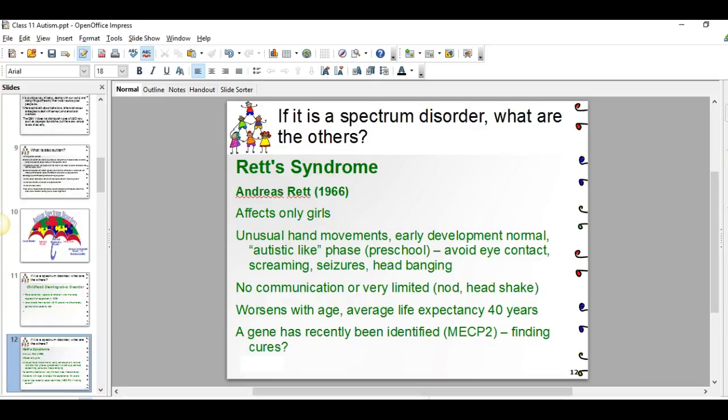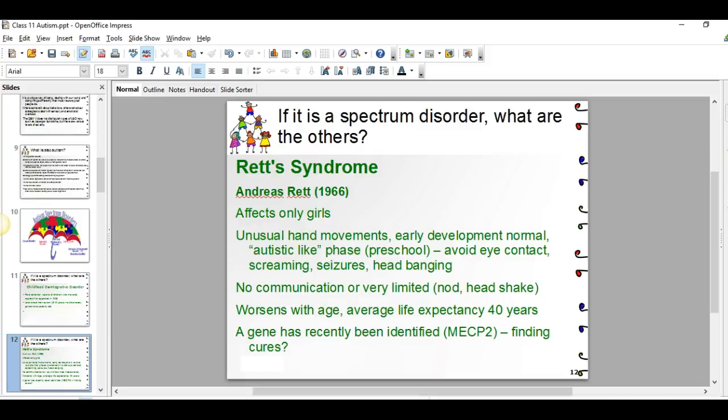Rett syndrome is a syndrome that affects only girls. They have unusual hand movements. They develop pretty typically again when they are little. And around preschool, they go through what's called an autistic-like phase, when they avoid eye contact, they scream, they have seizures, they bang their head. They have no communication, or communication is very limited. They might nod or they might shake their head.